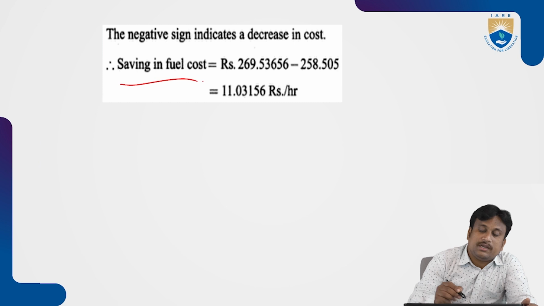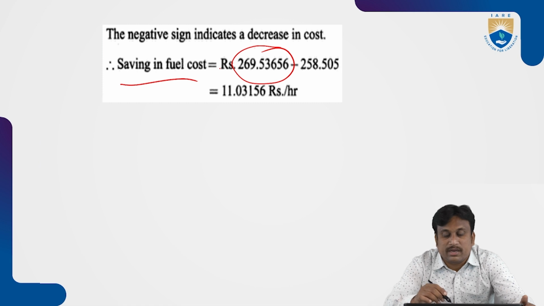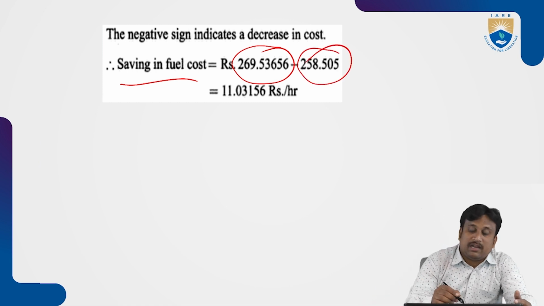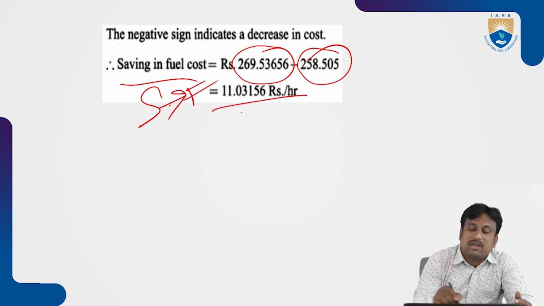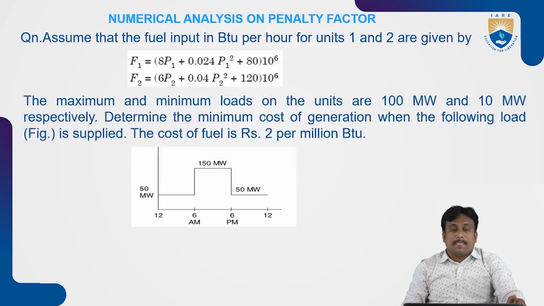Hence the saving in fuel cost is the total value obtained, 269.536 minus 258.505. So finally we obtain the saving in fuel as 11.03 rupees per hour.